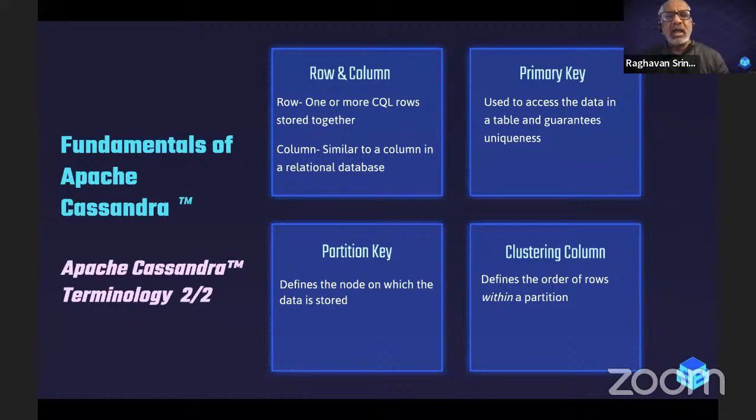So what are rows and columns? Again, pretty familiar to most of you who have done SQL. Here we call it CQL, which is Cassandra Query Language. There are some similarities to SQL, but there are some critical differences as well. It's very similar to a column in a relational database. A primary key is used to access the data in a table and guarantees uniqueness. A partition key defines the node on which the data is stored.